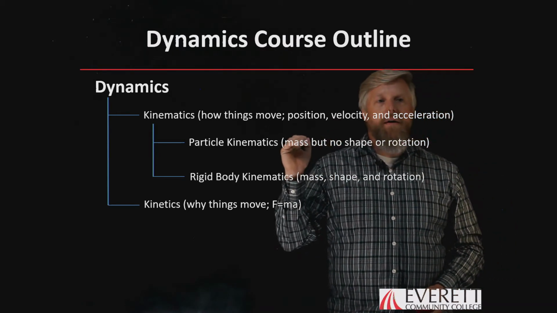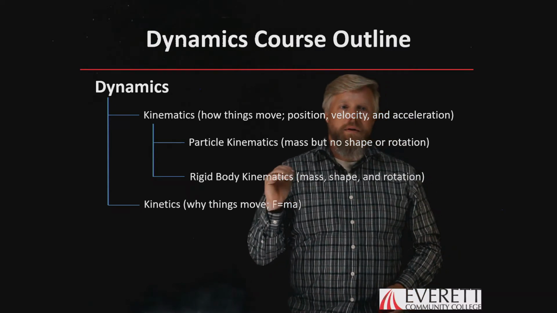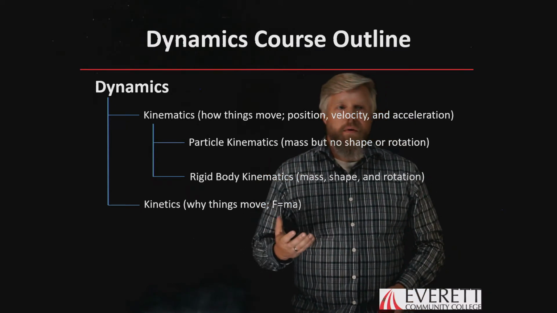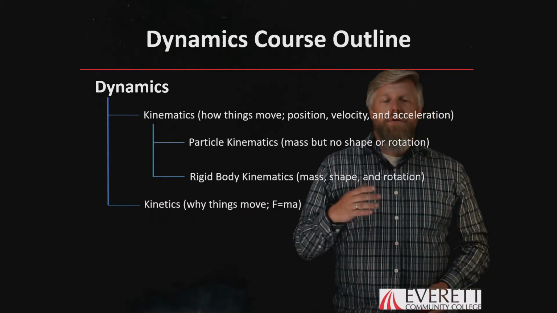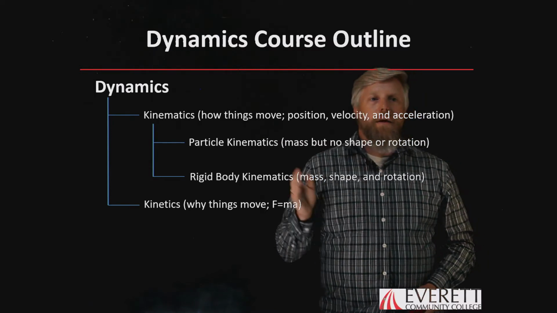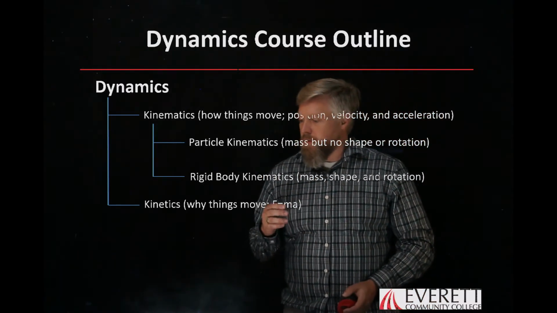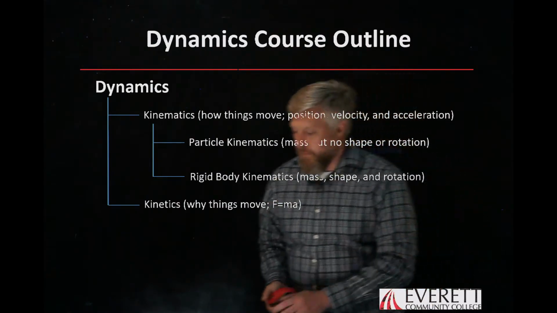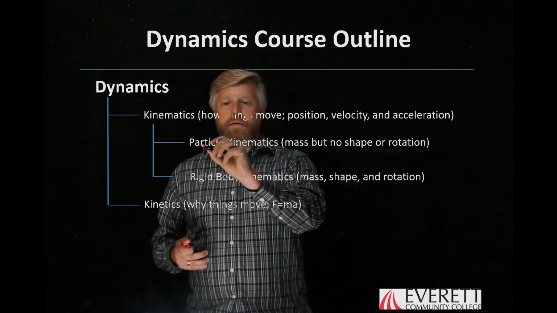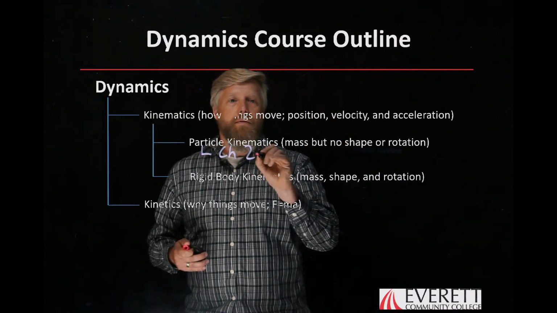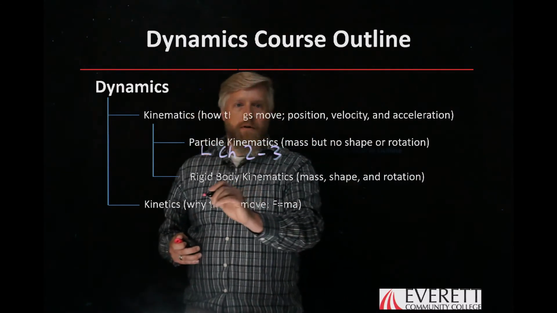After we learn about that, we take off the training wheels and we go to rigid body kinematics, which is a little bit more realistic, where we do take in the shape of the object and the rotation of that object. So we start off, we're going to go through kinematics. We're going to start with particle kinematics. In the textbook we're using, this is chapters 2 and 3. And then we move on to rigid body kinematics, which is going to be chapter 4.